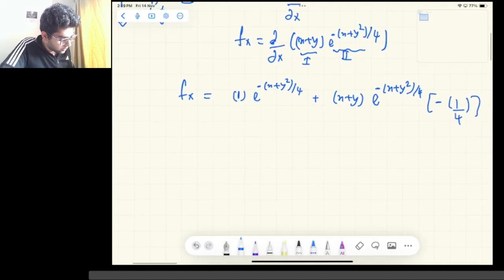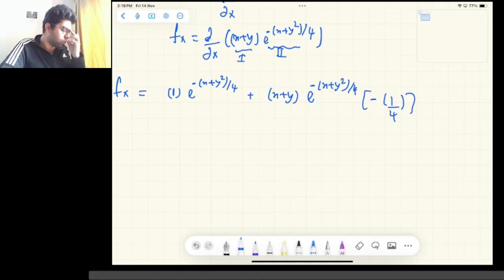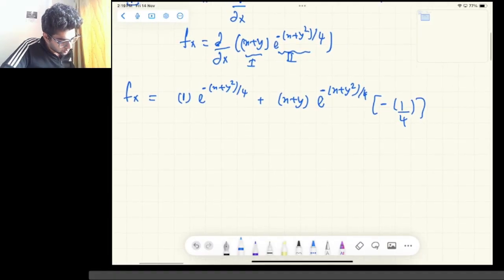This is the partial derivative with respect to x, right? So we had to treat y as a constant.